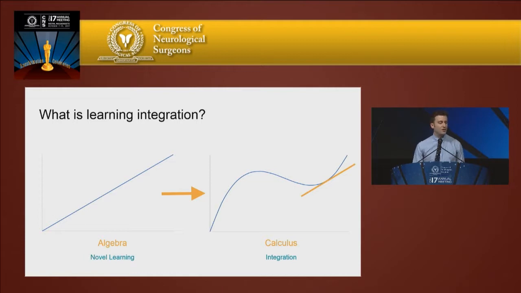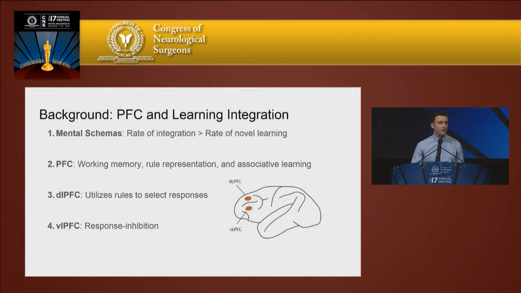The analogy I like to use is in calculus, when you learn the concept of derivative, you have to rely on the concept of the slope that you learned in algebra. So the slope would be the novel learning, and then the derivative would be the integration.